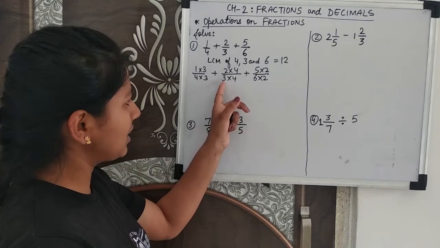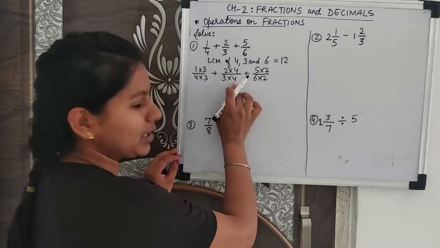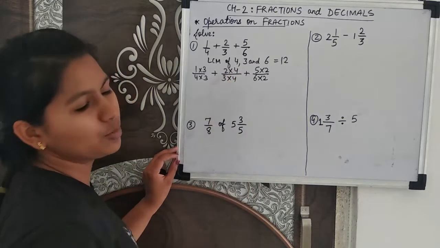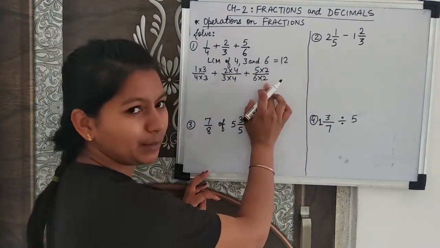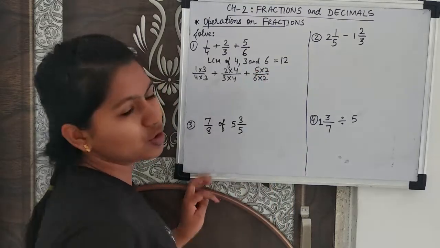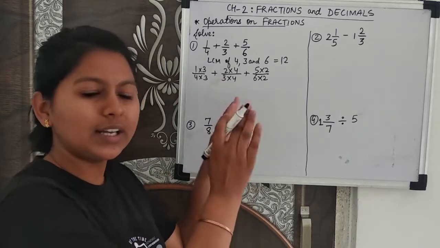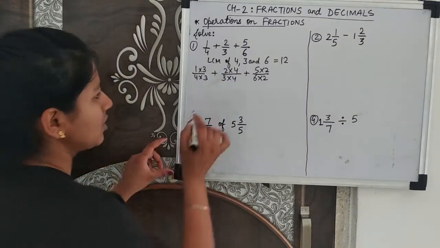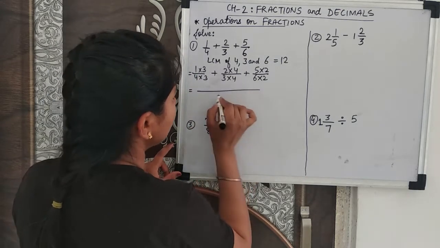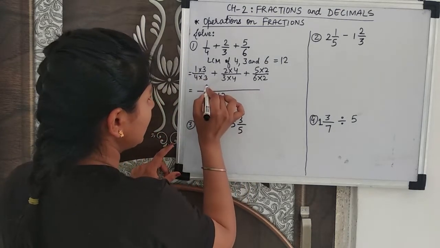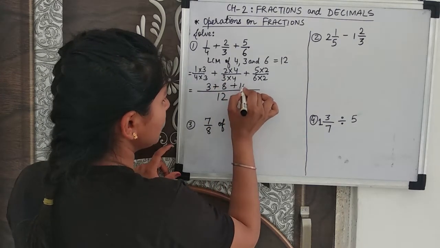Here also you can see that to make 3 equal to 12, I have multiplied it by 4. That's why 2 is also multiplied by 4. 6 can be converted to 12 by multiplying by 2. So 5 is also multiplied by 2. First we have to equalize the denominator. Accordingly the numerator will also change. Now all the denominators have become 12. 1 3s are 3, 2 4s are 8, 5 2s are 10.